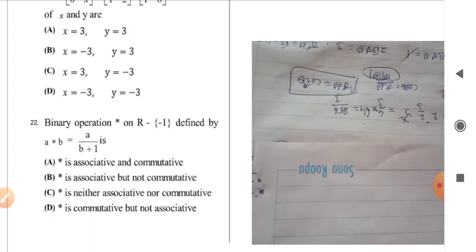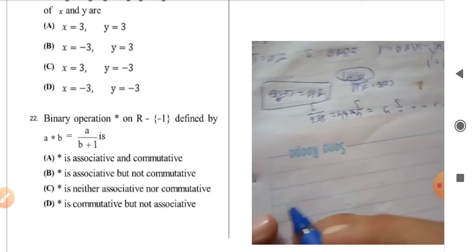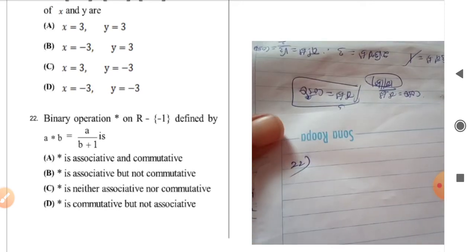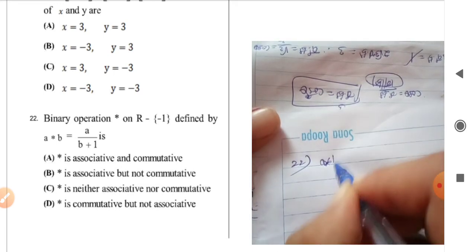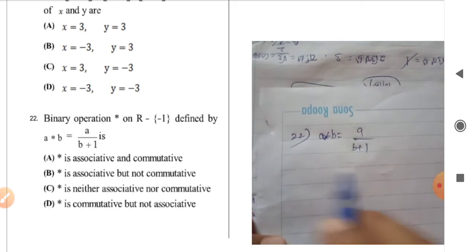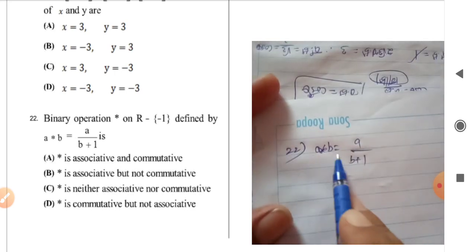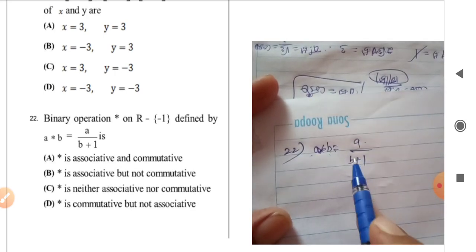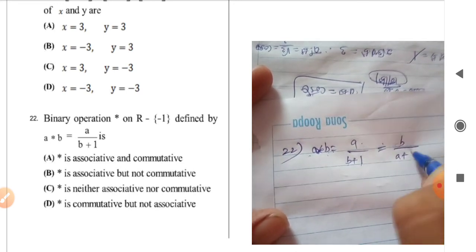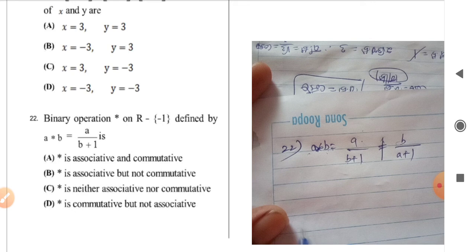Now I go for the 22nd one. It is very simple, a binary operation they are asking about. They have given a star b equal to a divided by b plus 1. They are asking whether it is associative and commutative or not. Obviously it cannot be commutative. Look at this, if I interchange a and b, a by b plus 1 cannot be equal to b divided by a plus 1, never possible, because a and b are different elements, so it cannot be commutative.